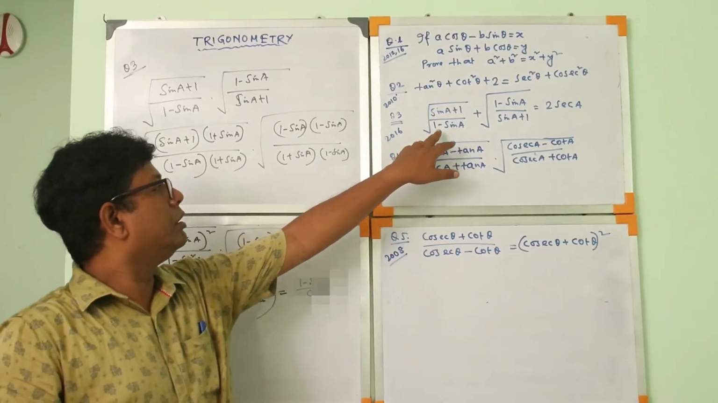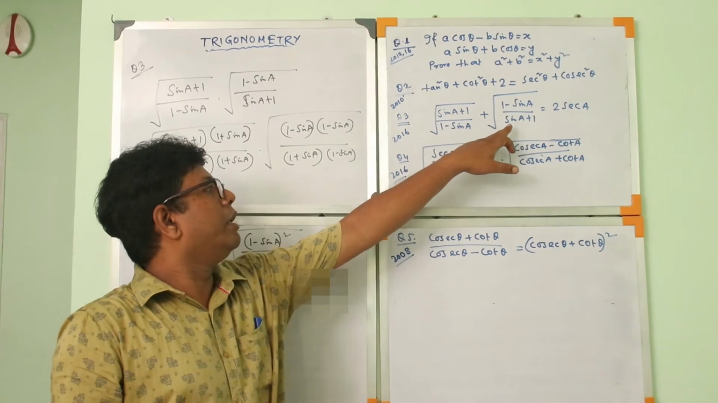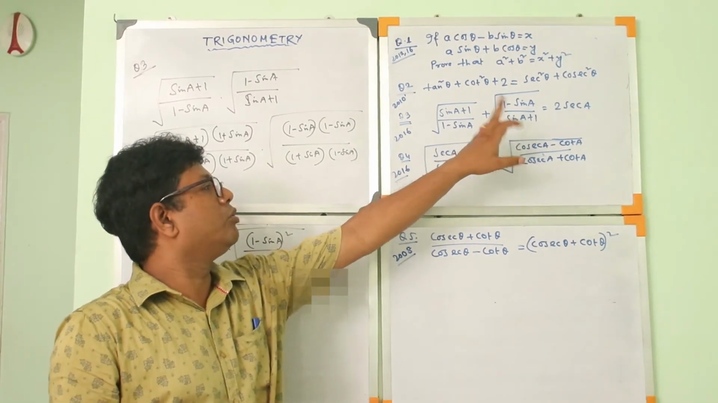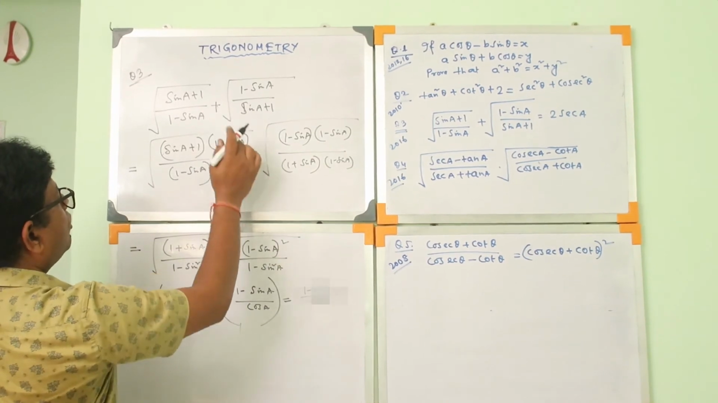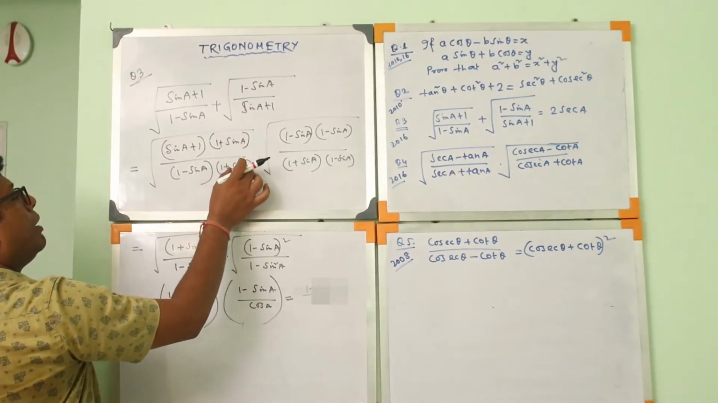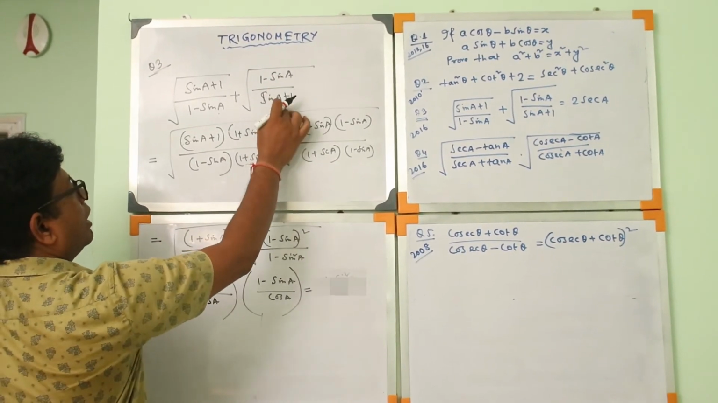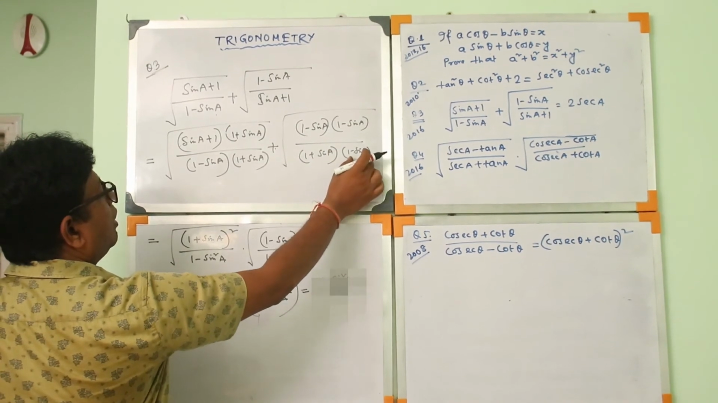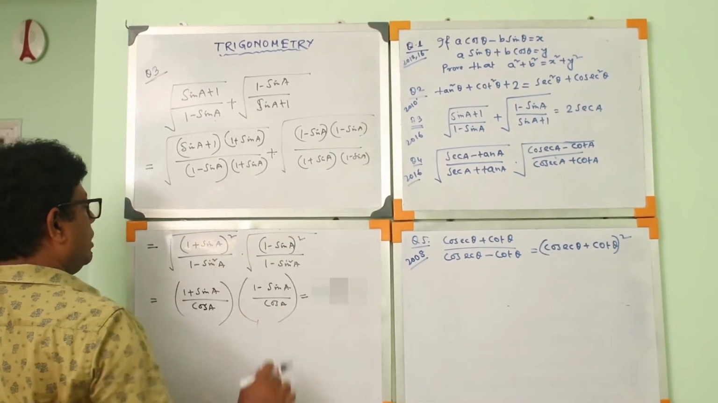For question number 3, square root of 1 plus sin a by 1 minus sin a, plus square root of 1 minus sin a by 1 plus sin a, is equal to 2 sec a. So you have to prove this one. The left hand side is this one. For the first term, multiply 1 plus sin a in numerator and denominator. And for the second one, you have to multiply 1 minus sin a in numerator as well as denominator.